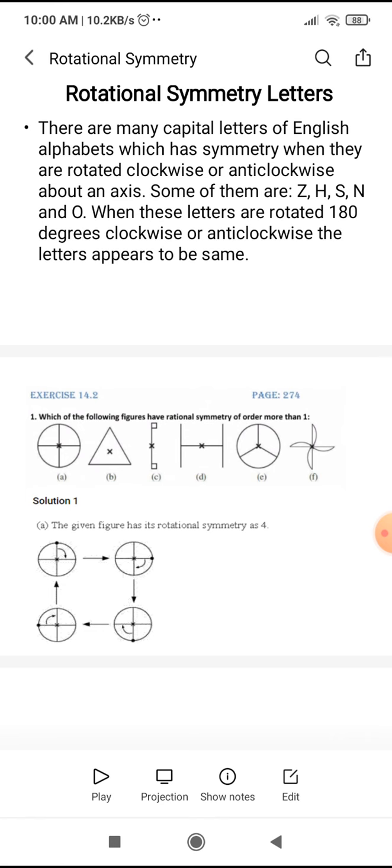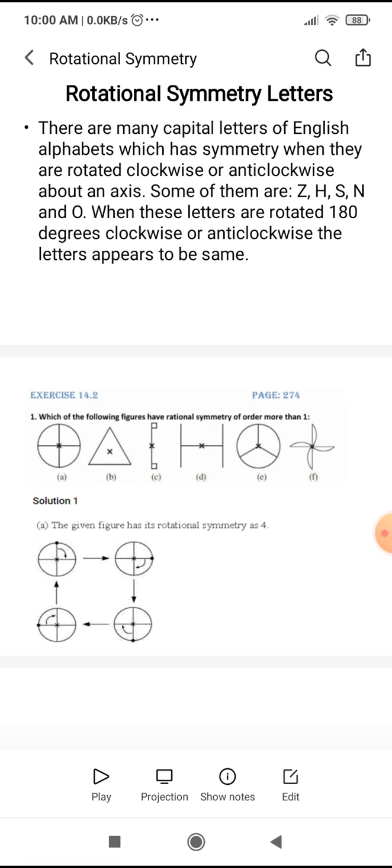What is given? One triangle is given. What kind of triangle is this? Equilateral triangle. So, how many lines of symmetry does an equilateral triangle have? 3 lines of symmetry. Therefore, what is the order of rotational symmetry? The order of rotational symmetry is 3. So, it has order more than 1.